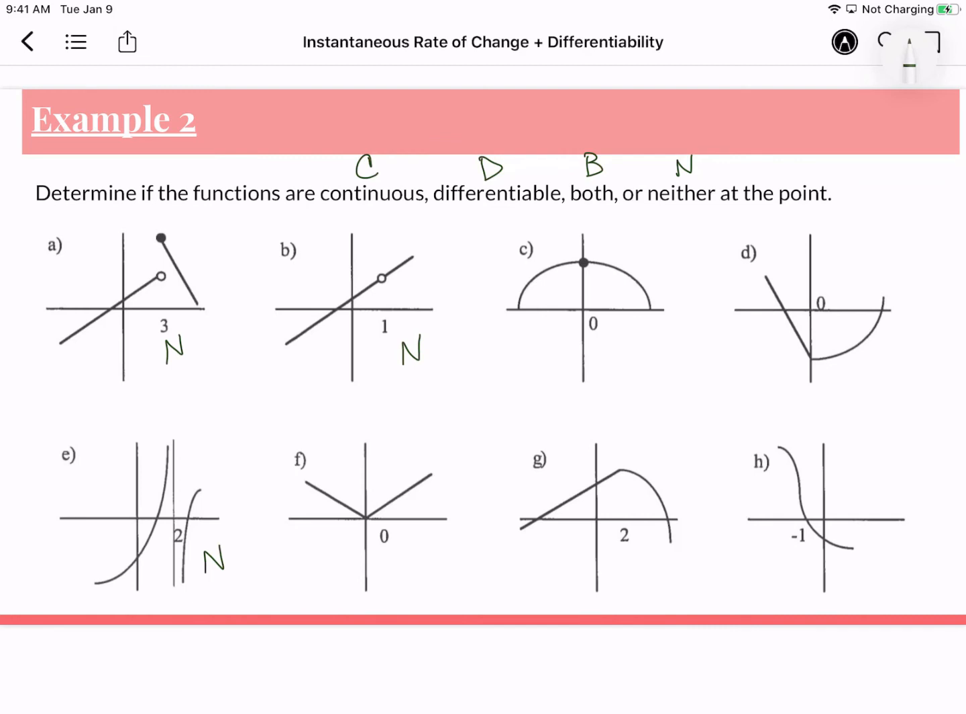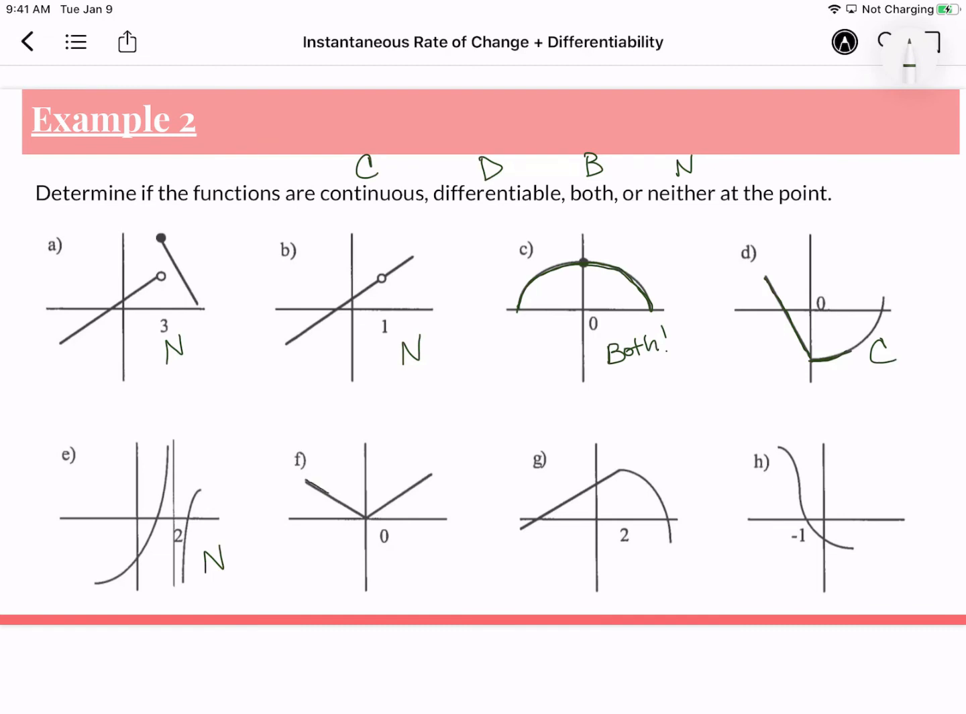The rest of these are continuous. Now let's decide if they're differentiable. C. Ooh, this is nice and smooth. No corners, no cusps. This is both. It's continuous and differentiable. D, it might be hard to see, but if we go from the left, this is a straight line, and then from the right, it's like a curve. That results in a corner. This has a corner, so D is continuous, but it is not differentiable.